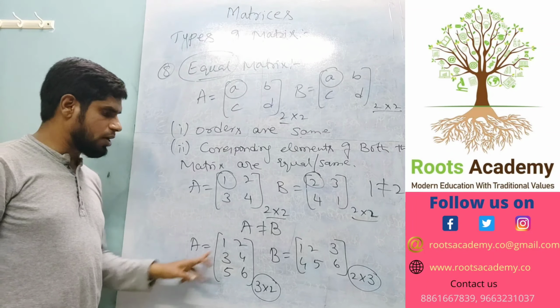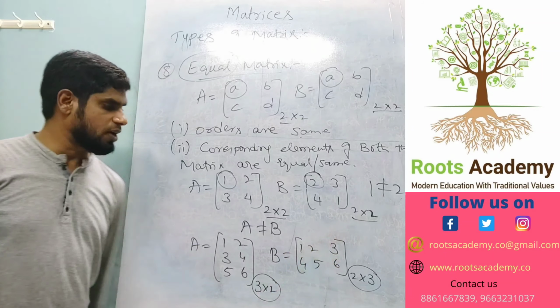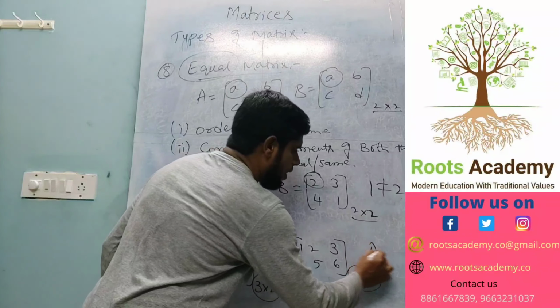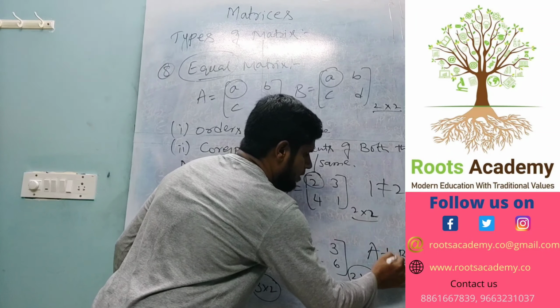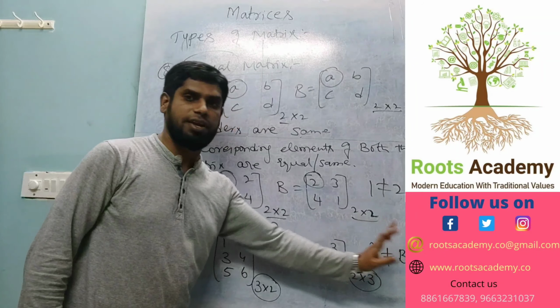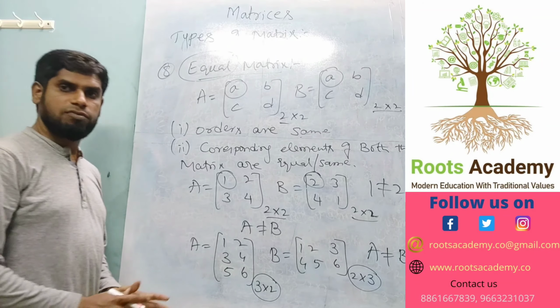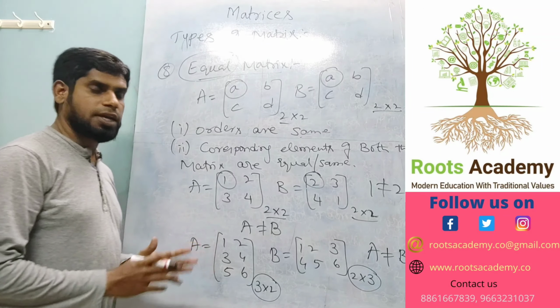A matrix order and B matrix order are totally different. With this, we can conclude that these two matrices will never be equal matrices. These two matrices are totally different. So when can we say that two matrices are equal?